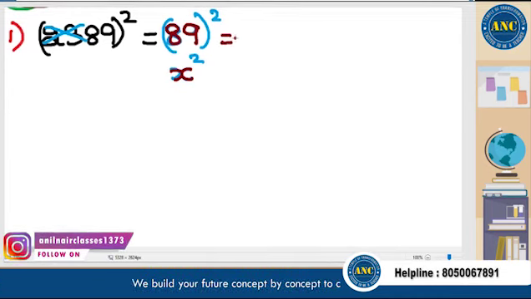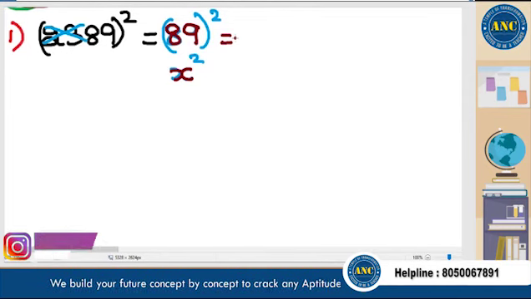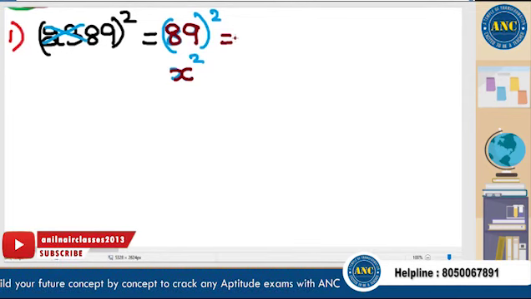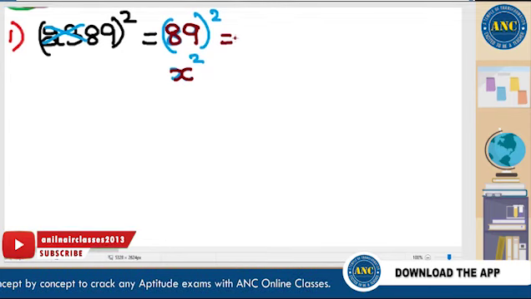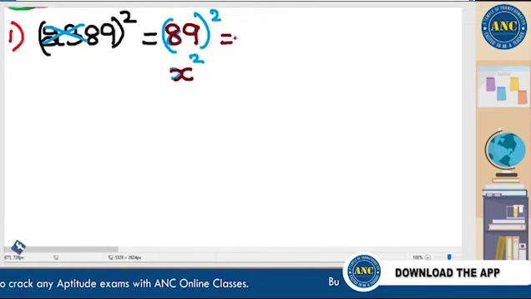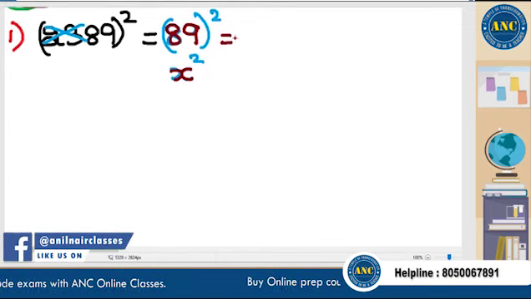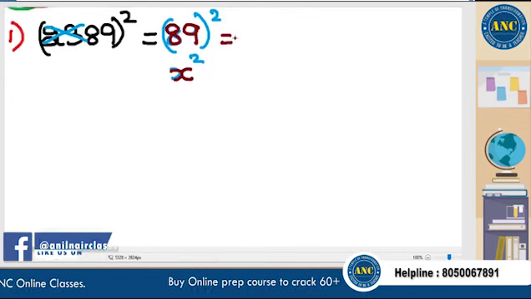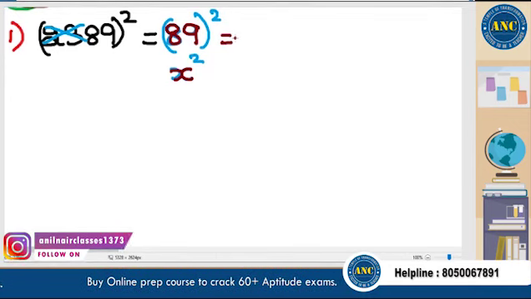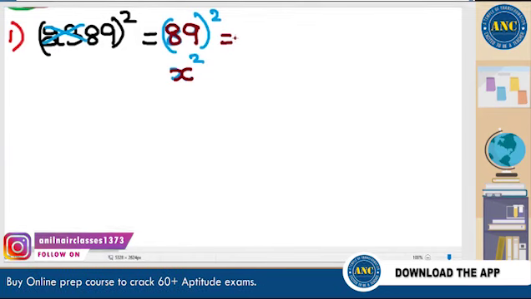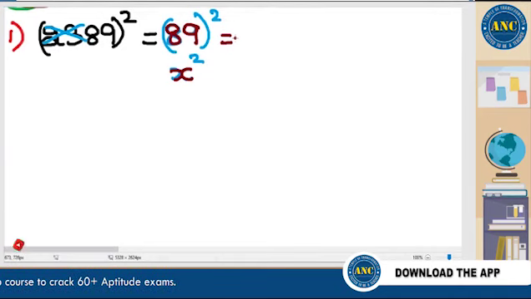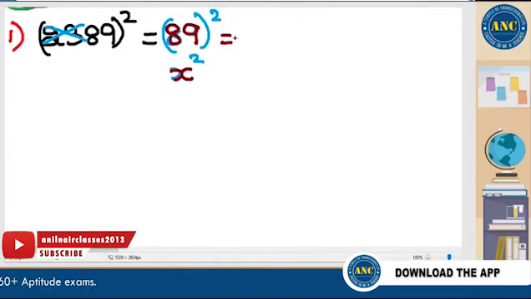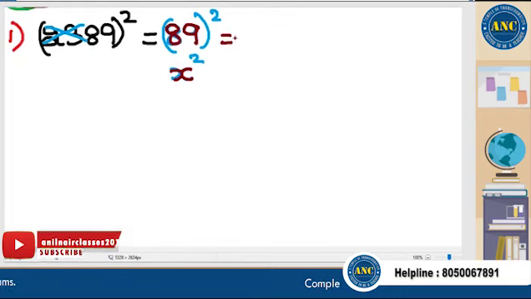If I add 50, 89 plus 50 is 139. But 139 square is too complicated for me, so I will not add 50. Subtract 50. 89 minus 50 is 39. If you know 39 square is 1521, take the last two digits of 1521 as 21. The answer should be 21. But if you still don't know 39 square, no issues.